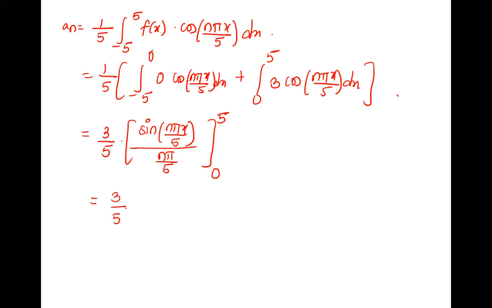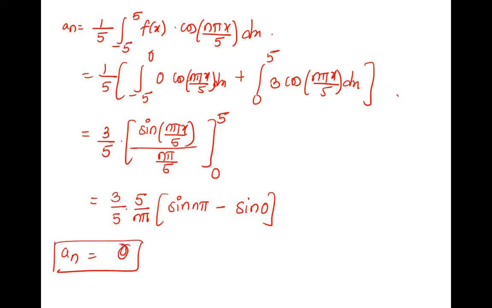Okay, so this is 3 by 5 and here, upon A upon B upon C, so 5 goes up, 5 upon n pi. Can I write like this? Is this clear to everyone? Right, so we can put x as 5 here. So it is sine n pi minus, here if you put 5, 5 gets cancelled. Sine n pi minus lower limit x is 0, sine 0. What is sine n pi? 0. And sine 0? 0. So An is 0. Yes, 0 into anything is 0.